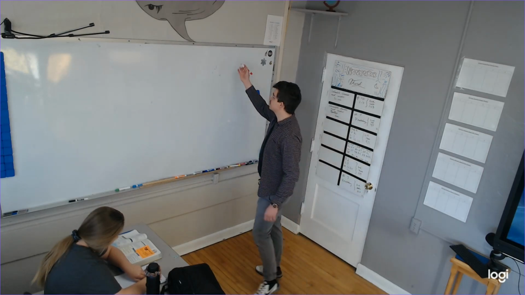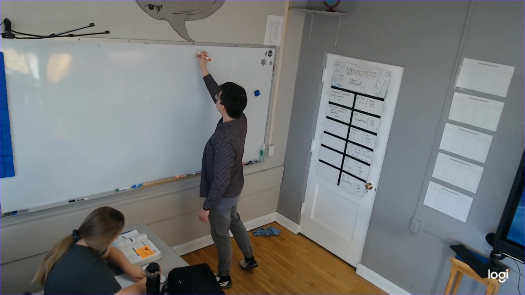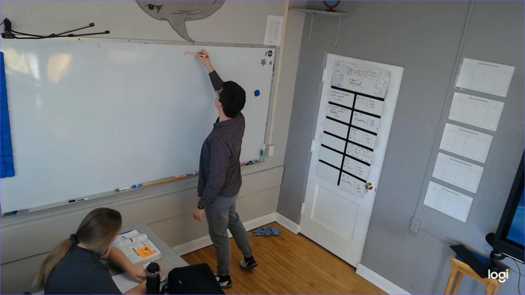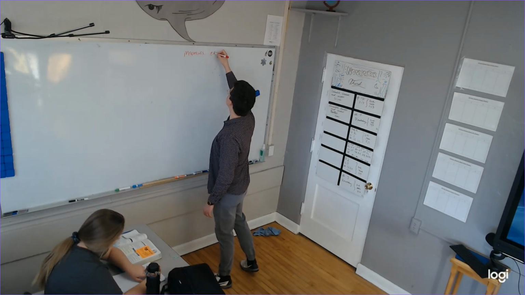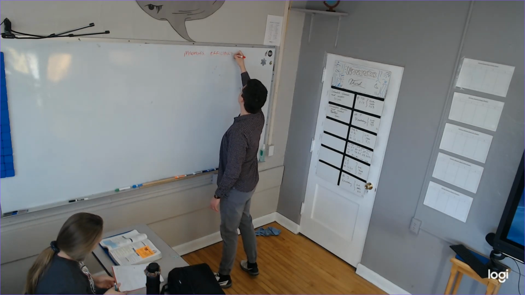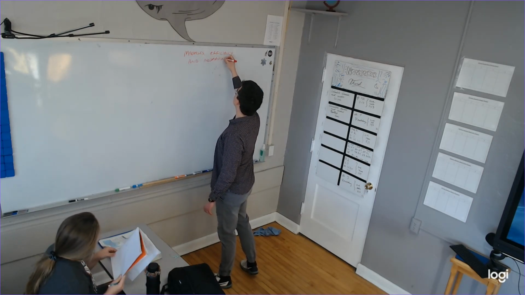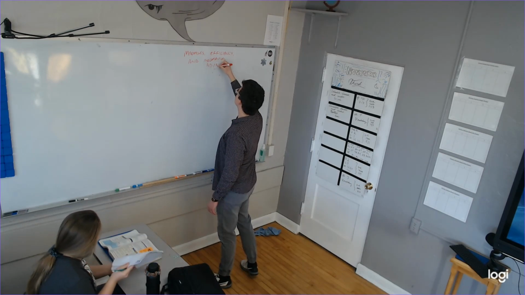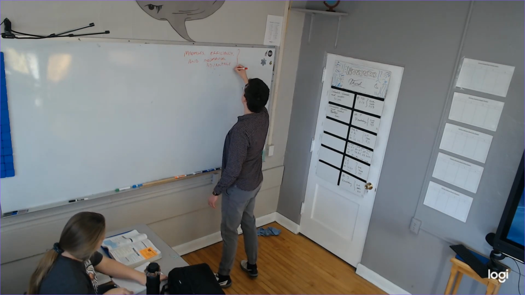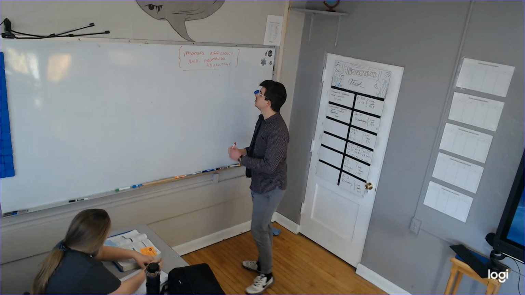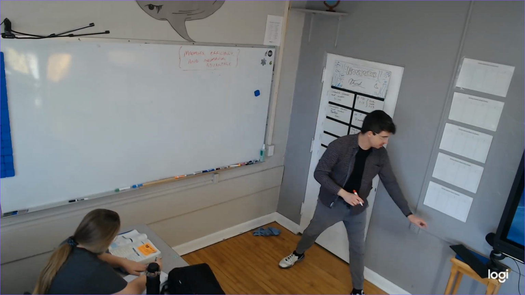Good. Physical science time. Let's call this one machines, efficiency, and mechanical advantage. We're going to do this in not that order. Machines, efficiency, and mechanical advantage.